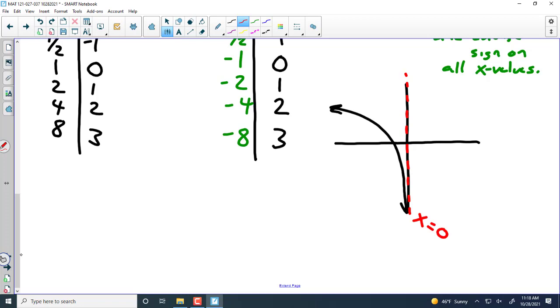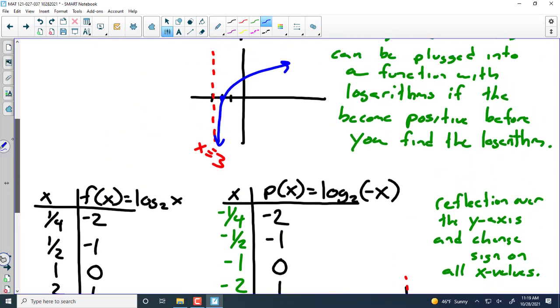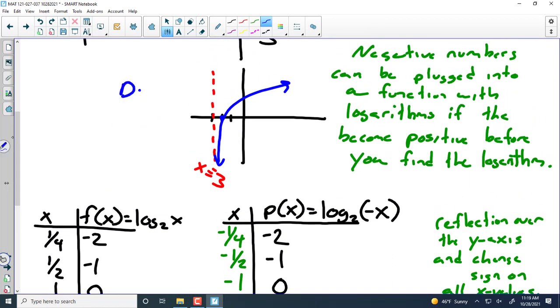Same vertical asymptote, new x-intercept, and a domain of negative infinity to 0. And let me write down the domain for this one. This one has a domain of negative 3 to infinity.